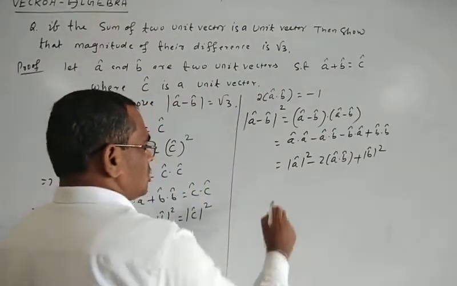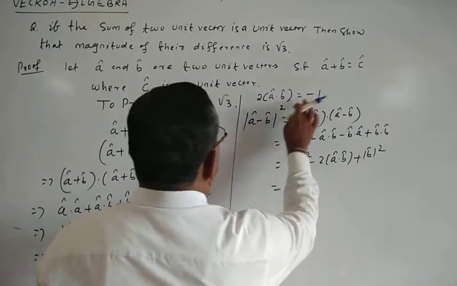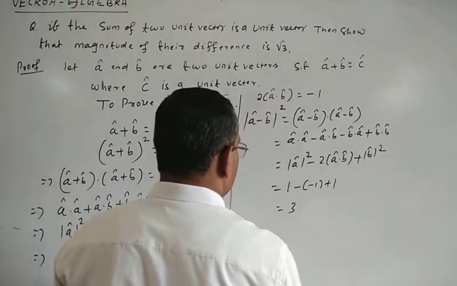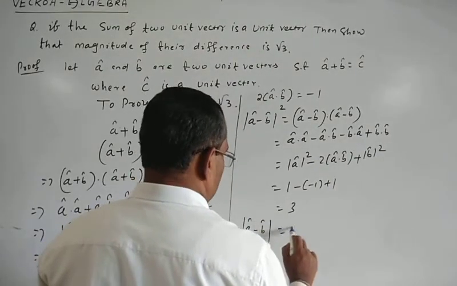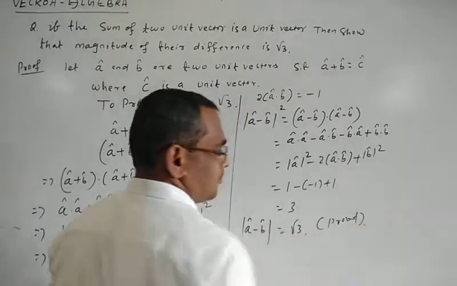Okay, so this is equal to 1 minus 2 A cap dot B cap plus 1. Here 2 into A cap dot B cap is equal to minus 1, so this is 1 minus of minus 1 plus 1, and this is equal to 3. That means the magnitude of A cap minus B cap is equal to root 3. Okay, so the proof is complete.